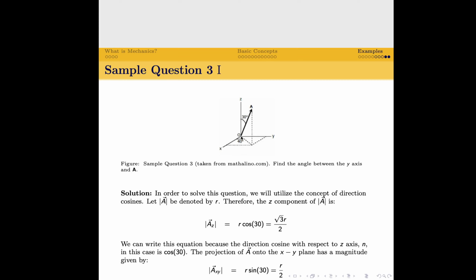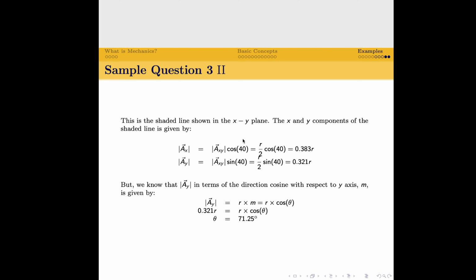Now think of an independent vector Axy present in the xy plane. What is given to us is that this vector Axy makes an angle of 40 degrees with the x-axis. Therefore, we can find out the component of vector Axy along the x-axis by taking the dot product with the angle. So the magnitude of vector Axy along the x-axis is nothing but Axy cos 40 degrees. Similarly, the magnitude of vector Axy along the y-axis is nothing but Axy sin 40 degrees.